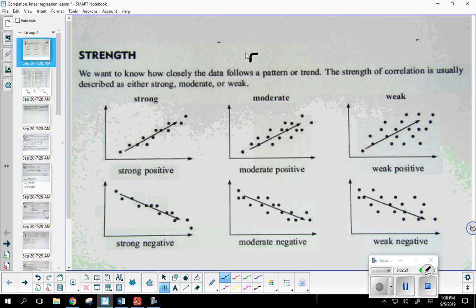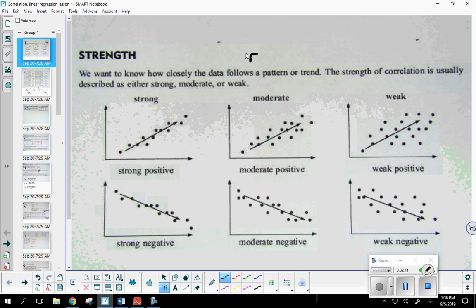Now, on the other end of that scale, if the points happen to be further apart, then you would expect a lower number, whether it's, again, a positive or a negative trend, something closer to 0 on either side. So you'll notice I've given you some examples of what could be considered strong, moderate, and weak for both a positive and a negative.